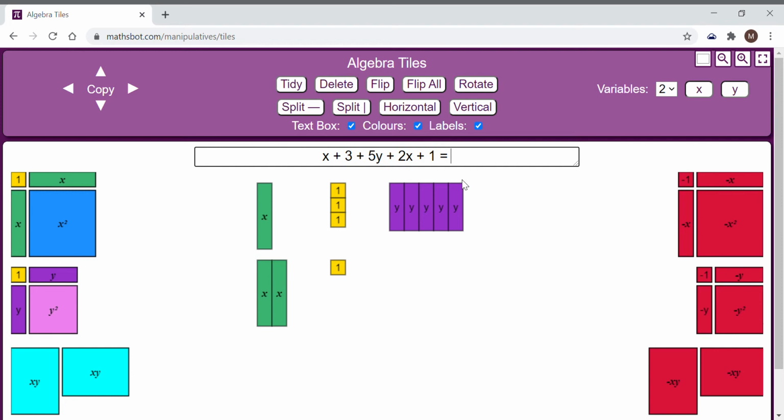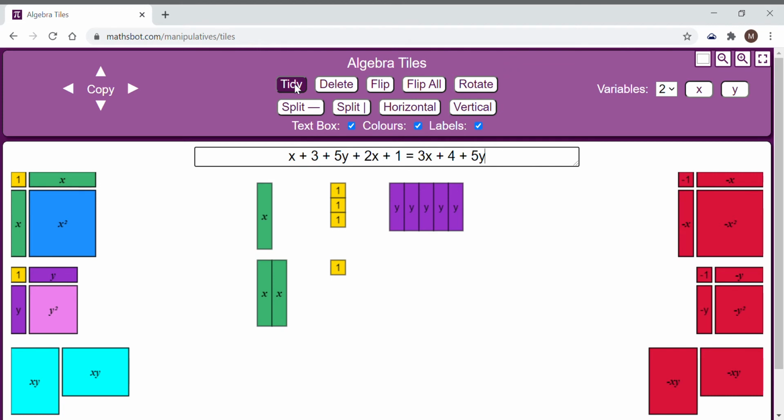Now we want to combine like terms, so anything that looks alike, we combine. We have 1, 2, 3 x's plus 1, 2, 3, 4 ones plus 1, 2, 3, 4, 5 y's. So our final answer simplified is 3x plus 4 plus 5y.